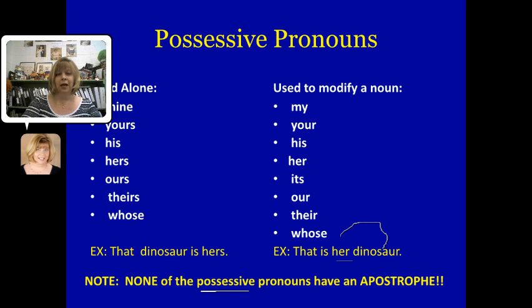Notice that none of the possessive pronouns use an apostrophe. Normally in English, we form the possessive by adding an apostrophe s, but when you're talking about possessive pronouns, the apostrophe gets dropped completely. And we'll discuss this in a little bit more detail in some of the upcoming slides.